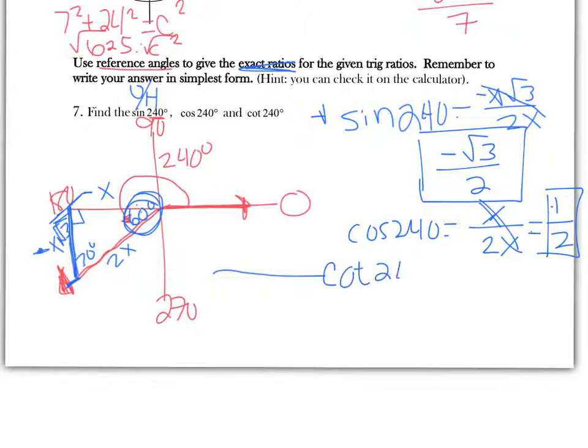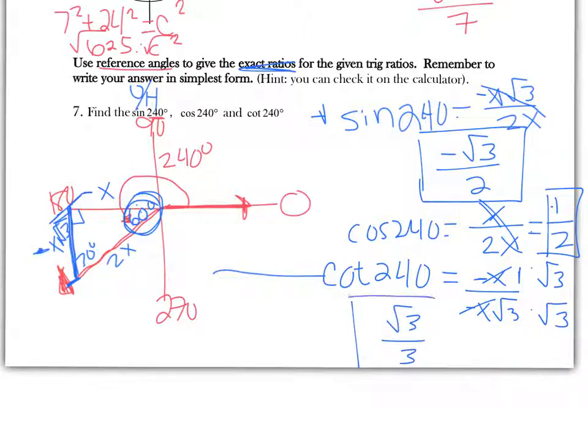All right, last but not least, cotan 240. Well, cotan is actually the flip of tan. So rather than opposite over adjacent, we're going to do adjacent, which we now know is negative x, over opposite, which we know is negative x root 3. My negative x and negative x cancel, but I still have an issue. I can't have root 3 on the bottom. So you multiply top and bottom, and you get root 3 over 3.